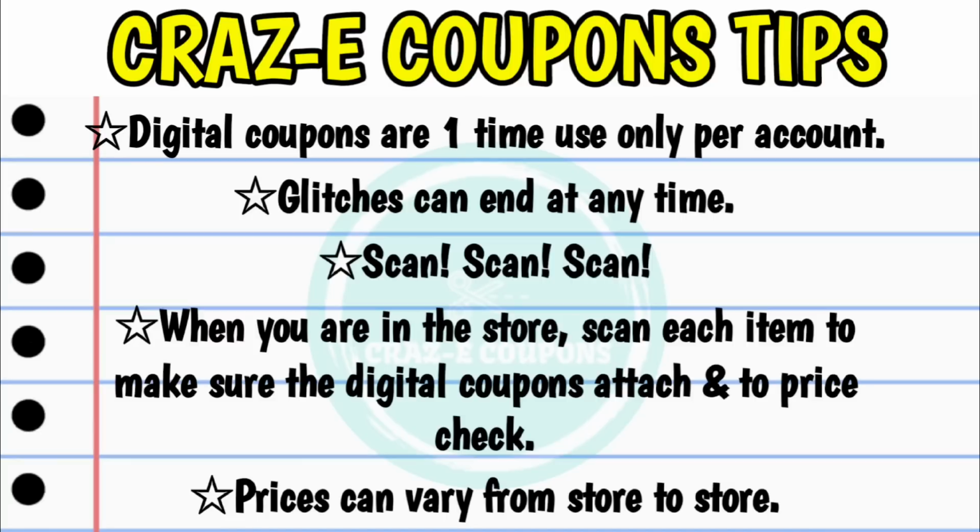Now, here are a few quick tips that I want you all to keep in mind. Number one, digital coupons are a one-time use only per account. Number two, glitches can end at any time because they are simply just that, a glitch in the system. Number three, when you are in the store, it is very important to scan each and every item with your DG app to make sure that the digital coupons do attach. And also, you want to price check because prices can vary from store to store.